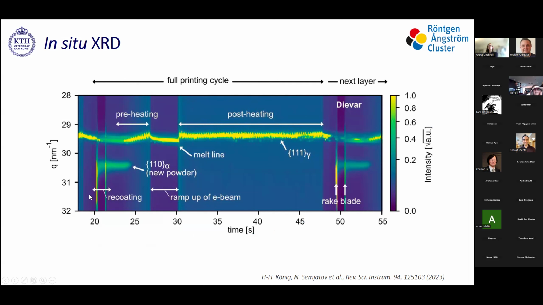We have first the recoating. We can see that here the powder bed is preheated, or here comes new powder, and then it's preheated. Then nothing happens. Here is the ramp up of the E-beam. Here is the melt line. And then there's post-heating. And then the rake blade comes with new powder later. With this, we can follow how the material behaves throughout the full printing cycle.